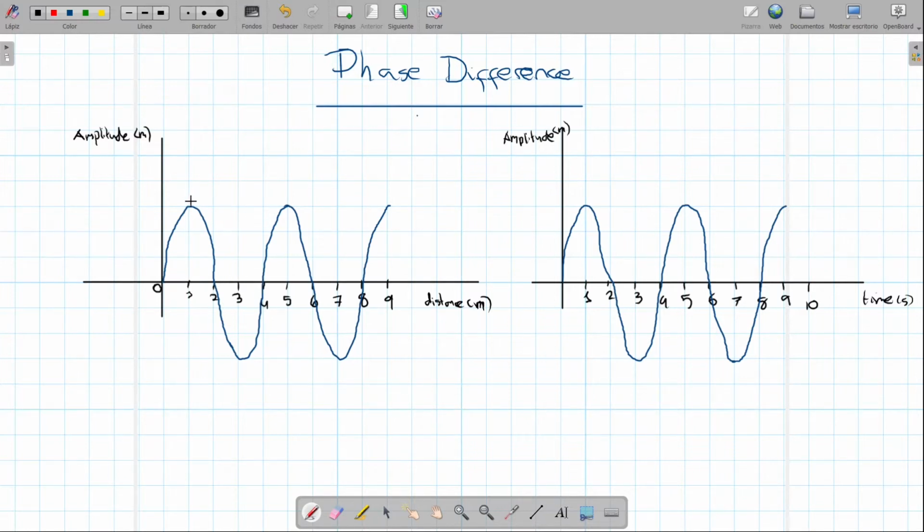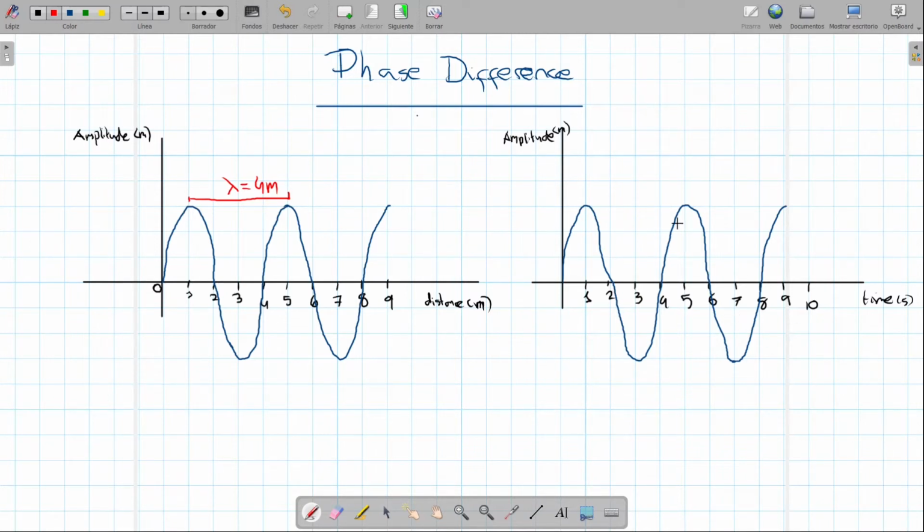it, we always recommend to do it between two crests because they're always easy to detect. So the distance here between two crests is 5 minus 1, so that's 4. So we can see in both cases that the wavelength is 4 meters.